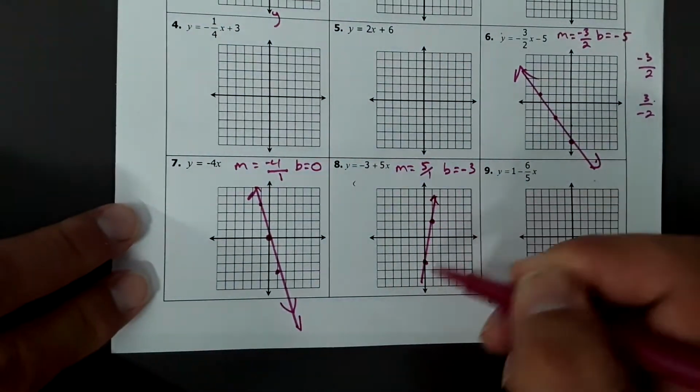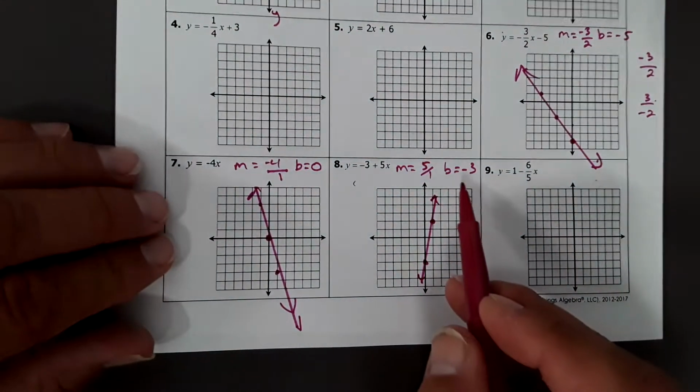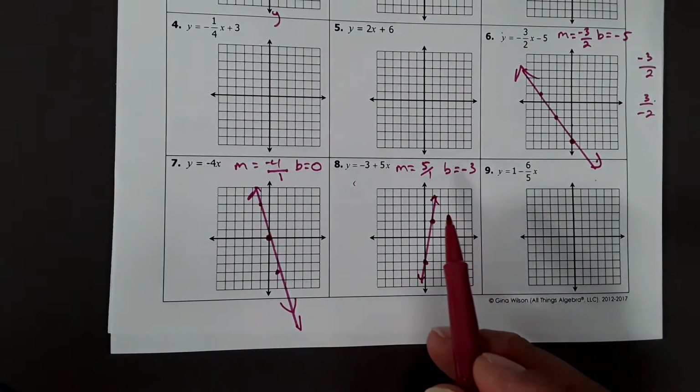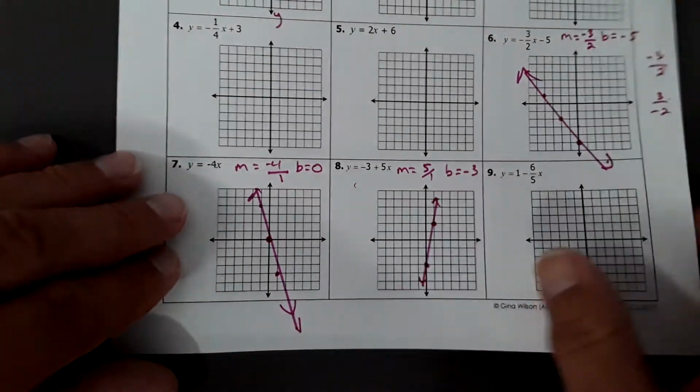So just a good idea is to identify the b number first because it's the constant. It's the number without a variable. And if it's written backwards, then it's easier to spot that way. And then you won't get the numbers confused.